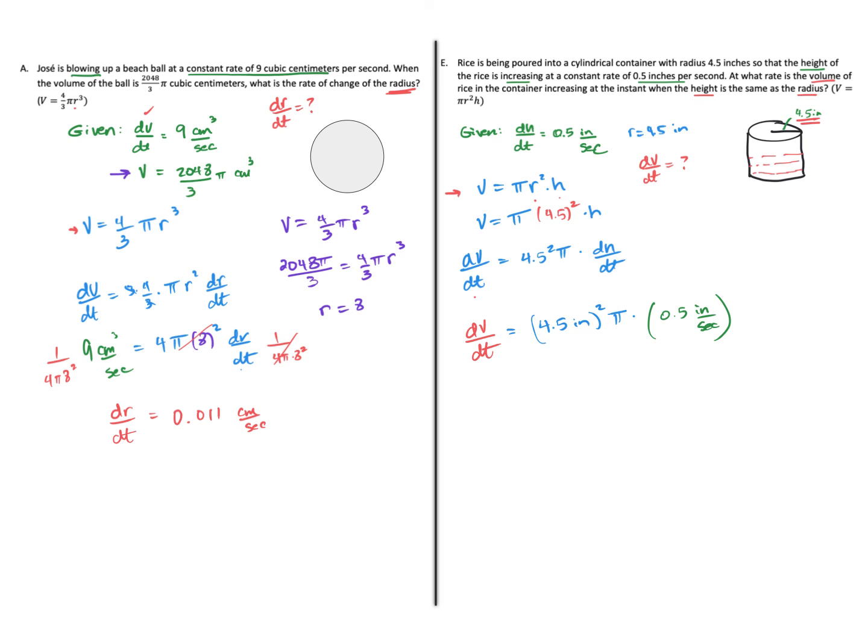And that gives me dv over dt equals 31.809 inches cubed per second, because first of all, it's volume, so volume is a cubic measure. Second of all, we had inches squared here, and then inches per second here, which gave us our units.